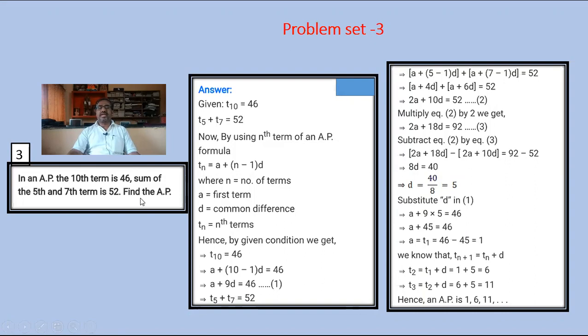Hence, to find the arithmetic progression: the value of a is equal to 1 and d is equal to 5. The first term is a equal to 1. The second term is t1 plus d, 1 plus 5 is equal to 6. The third term is t2 plus d, 6 plus 5 is equal to 11. In this way we get the arithmetic progression 1, 6, 11 and so on. This is the answer.